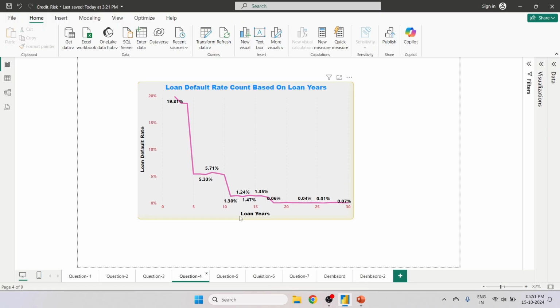but drop drastically for durations of 20 plus years. As seen in my Power BI, here we can see the highest at 19.81%. As the loan years increase, the default rate also decreases, and after the 20 to 30 years range the default rate is very low.